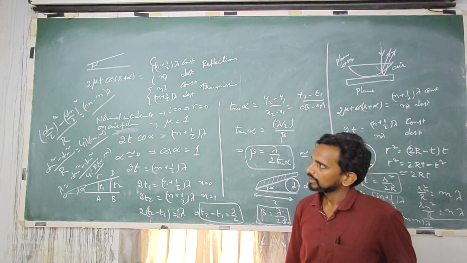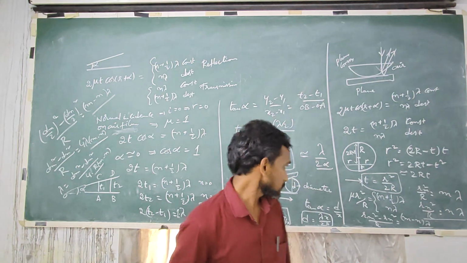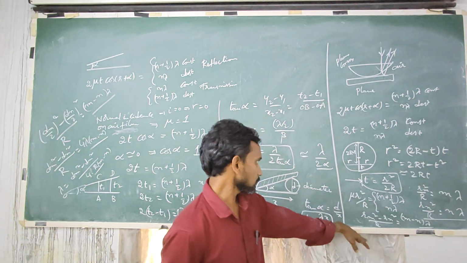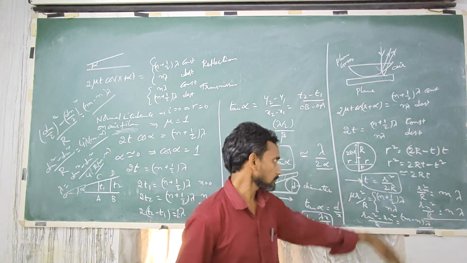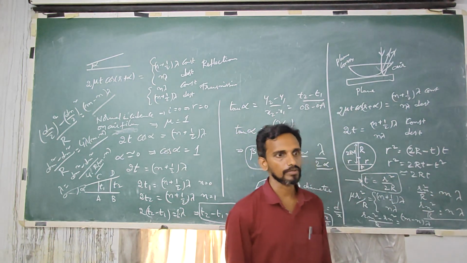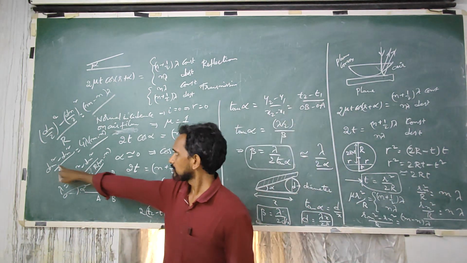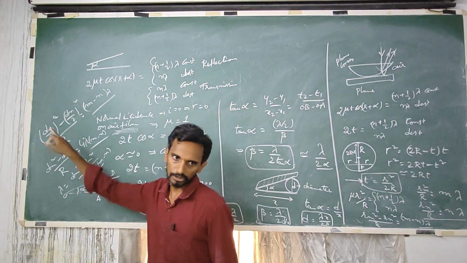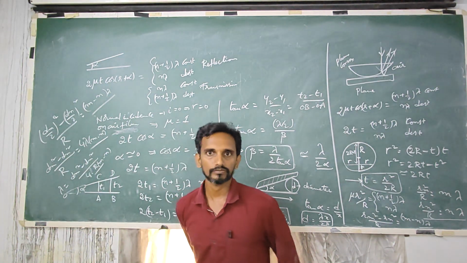Okay. So the equation is this: r square by r is equal to n lambda. So if you consider the diameter, it is dm square by 2 whole square. So you'll get a 4 dm.